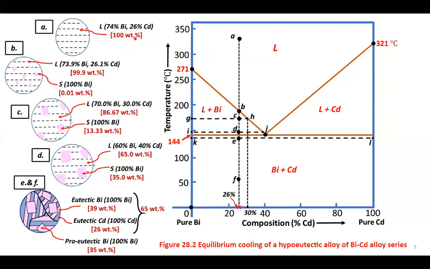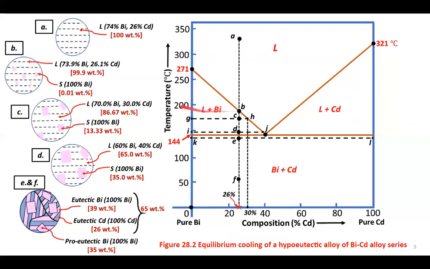The weight of the liquid phase has to be 100% by weight because it's the only phase that is existing at the moment. We start cooling the alloy under strict conditions of equilibrium cooling, very slow rates of cooling. No change occurs in the alloy till we have reached a temperature corresponding to point B, and this happens to be the liquidus temperature of this alloy.